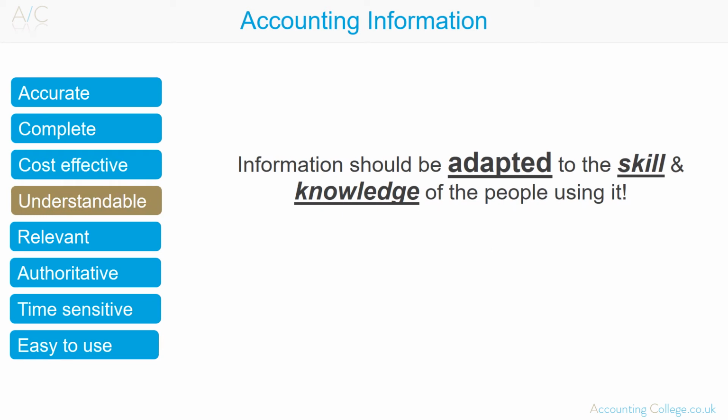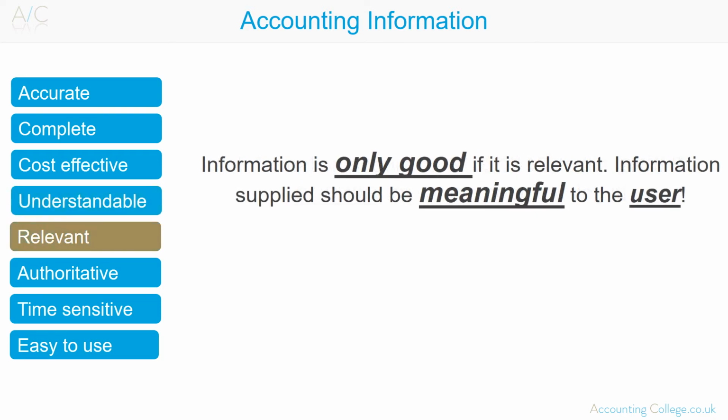Understandable. Information should already be in a summarized form. Remember, just enough information and no more. It also needs to be understandable. There is no use sending out a report filled with abbreviations if no one understands them. Information should be adapted to the skill and knowledge of the people using it. Relevant. Information is only good if it's relevant, meaning the information supplied should be meaningful to the user. Provision of irrelevant information wastes time and money and can lead to managers overlooking relevant information due to information overload.